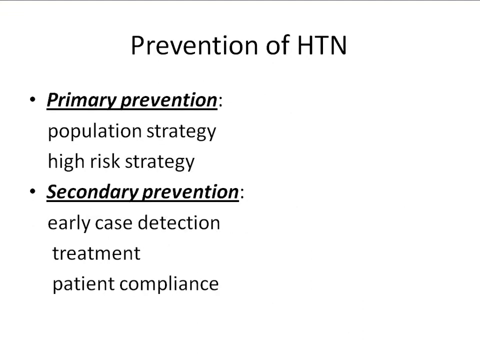So coming to prevention of hypertension, how do you prevent? Prevention has two levels, primary prevention and secondary prevention. There are two strategies for primary prevention: population strategy and high risk strategy. Population strategy is nothing but what is done with the large population. For all the population, what strategy can be applied? We can advise the whole population to reduce their salt intake. Salt is nothing but sodium chloride. Sodium is one of the important risk factors for increasing blood pressure, and potassium is protective.